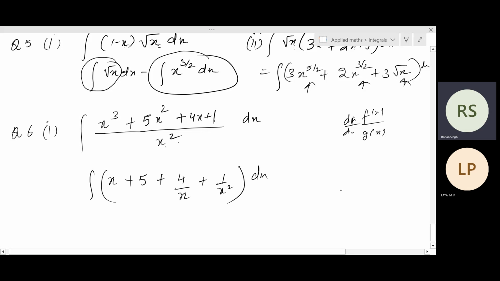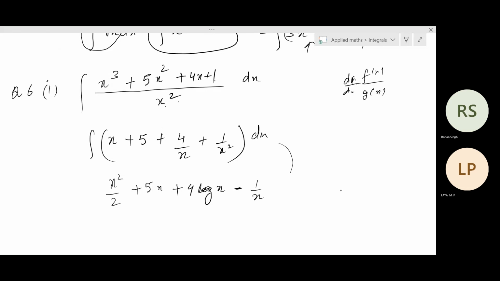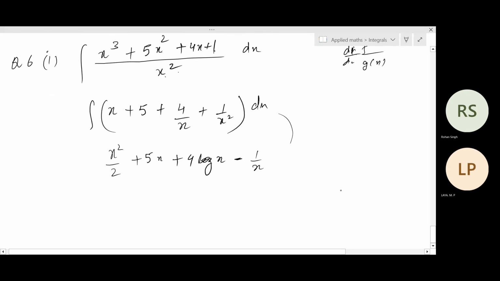Right? Now after this step, we have to just integrate. x will be x square by 2, 5 will be 5x, 4 by x will be 4 log x, and then 1 upon x square will be, how much? Minus 1 upon x, right?